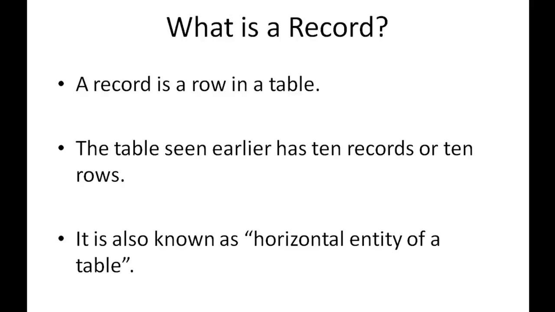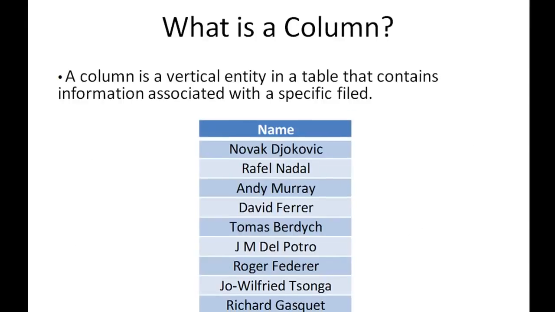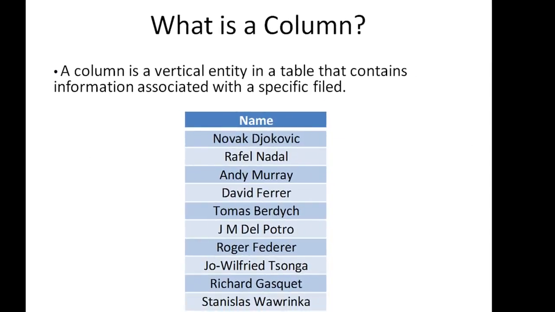And a record is also known as a horizontal entity of a table. You don't need to remember this, but some people might be writing exams on SQL, so you can find questions such as, okay, what is the difference between horizontal entity and vertical entity of a table? So a column is a vertical entity and a record is a horizontal entity, and this is in fact what we're going to talk about in the next slide.